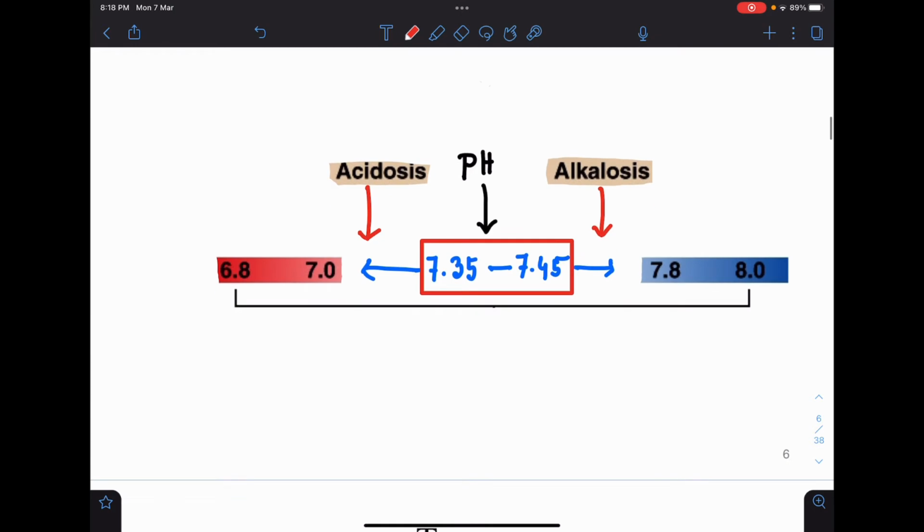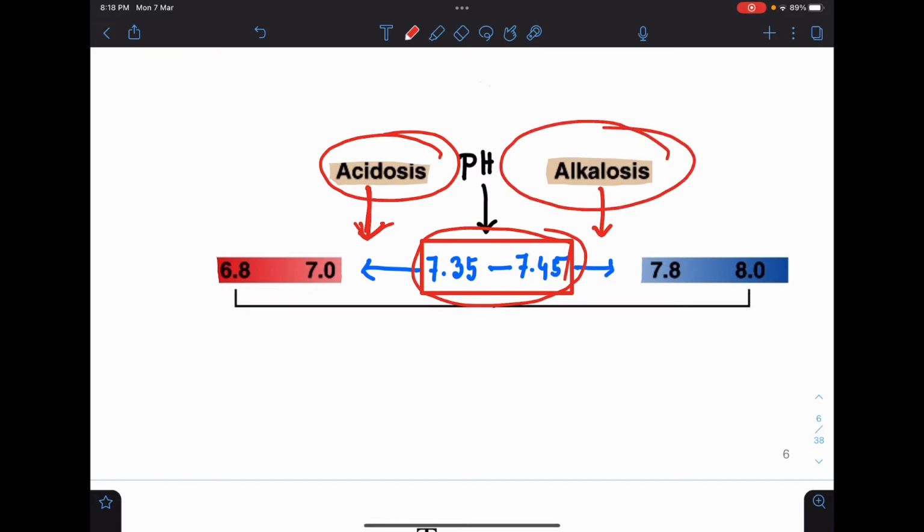Now, from this diagram, we can see that this is the normal value of pH, that is 7.35 to 7.45, and we have already discussed if pH falls below 7.35, it is known as acidosis, and if pH increases to more than 7.45, it is known as alkalosis. And this is the pH range for a person to survive. This is also known as the survival range of pH.